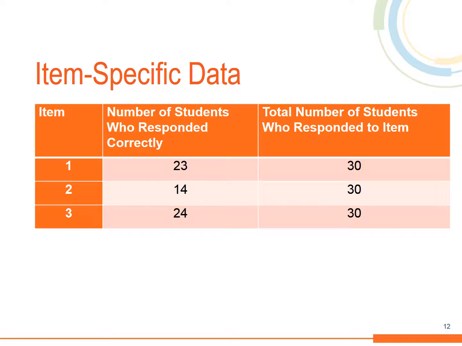You can see the number of the item on the left-hand side, the number of students who responded correctly to each item, and the total number of students who responded to an item. Now, this may start to seem like a lot of work, but for something as big as, say, a final exam, or something that means a lot to the student's grade, then this probably is necessary.